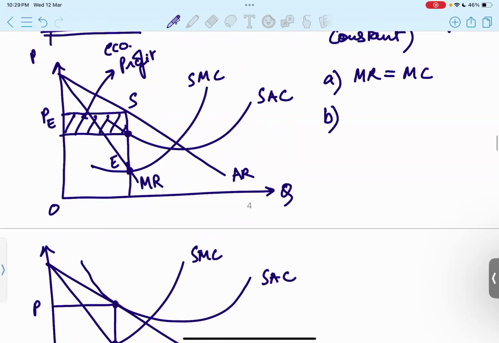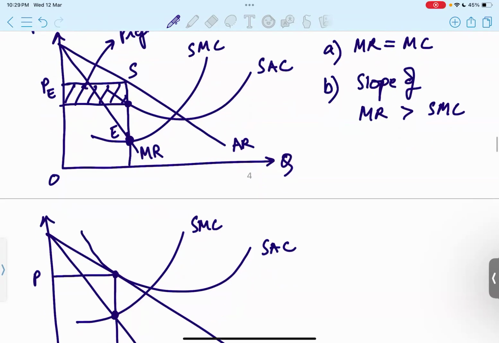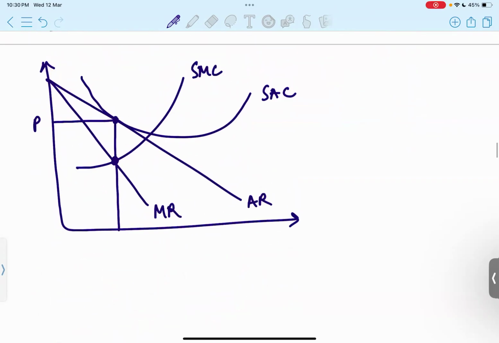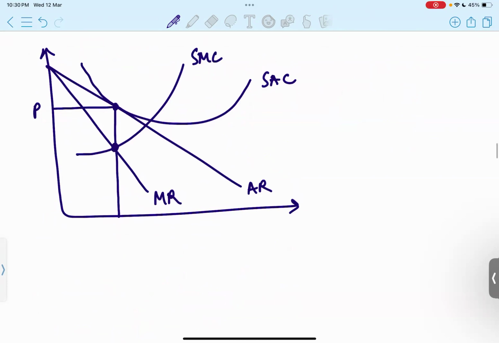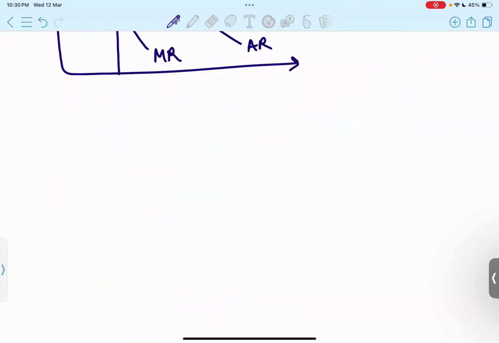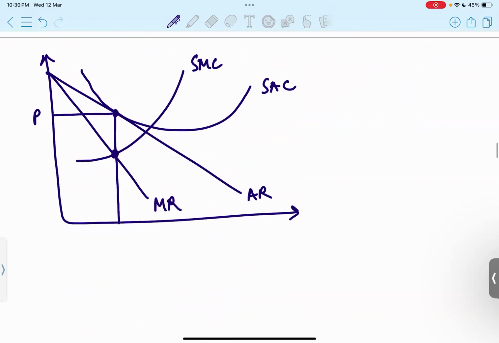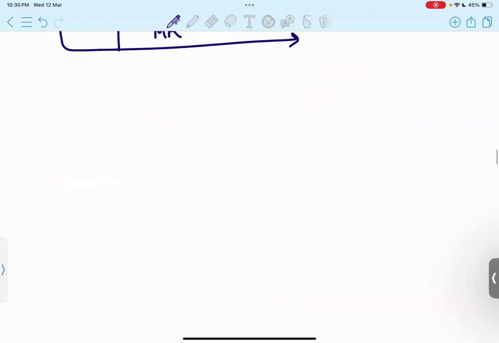The second condition is again that the slope of the marginal revenue curve should be greater than the slope of the short-run marginal cost curve at equilibrium, which is that point E again. If you see, marginal revenue is obviously more steep at the intersecting point compared to the flatter part of the marginal cost curve. The more steep the curve, the greater is the slope of the curve. And that also reflects the elasticity. If it is more steep, it is more inelastic. If it is more flat, it is more elastic in nature.